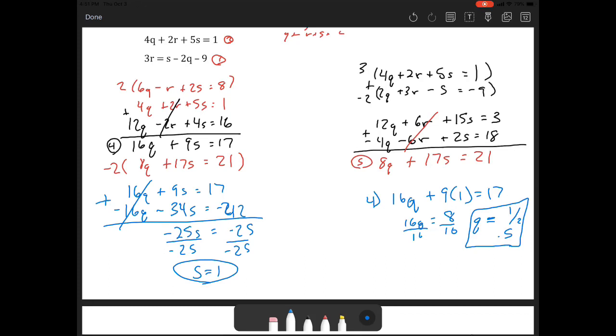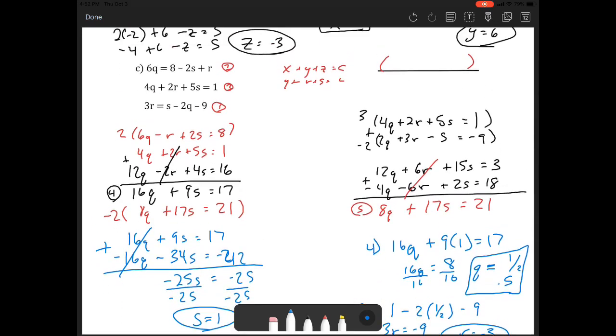And then my last one is I'm going to plug both of those in. So I'm going to plug it in for my 3R equation. 3R times S, which is 1, minus 2 times 1/2 minus 9, which means I'm going to end up being 3R equals negative 9, and that means R equals negative 3. So my final answer should be negative 1/2 for my Q, negative 3, 1.